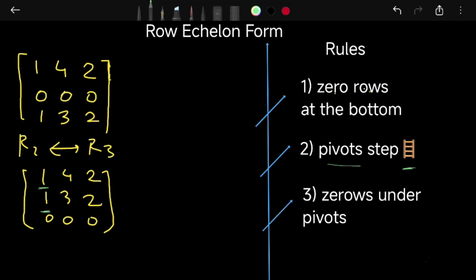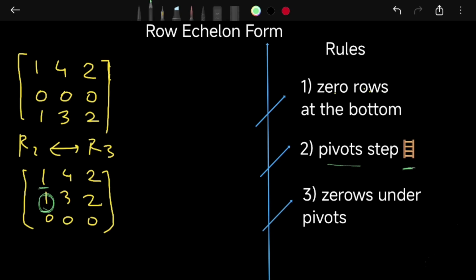Then rule number 3: zeros under pivots. So we have to make the element which is under a pivot equal to 0. Here, in row number 2, the 1 is under the pivot, but it should become 0, because we have to transform our matrix into row echelon form. So for the third rule, we have to make this 1 in the second row 0.